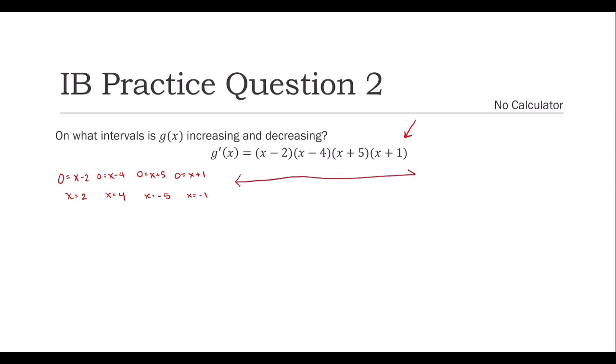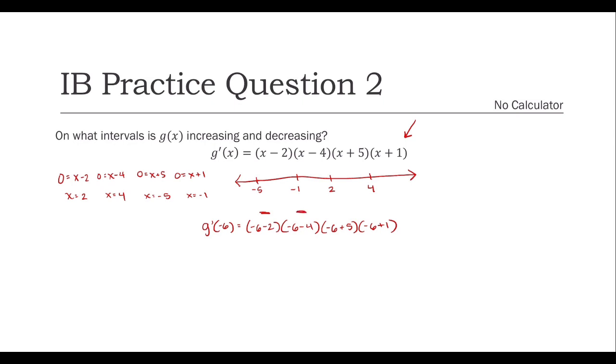So we can draw a number line where we have negative 5, negative 1, 2, and 4. So less than negative 5, we could plug in negative 6. So we have g prime of negative 6 equals negative 6 minus 2, negative 6 minus 4, negative 6 plus 5, and negative 6 plus 1. So we only need to know if the function is positive or negative, so we don't need to find the actual solution. Negative 6 minus 2 is a negative number.